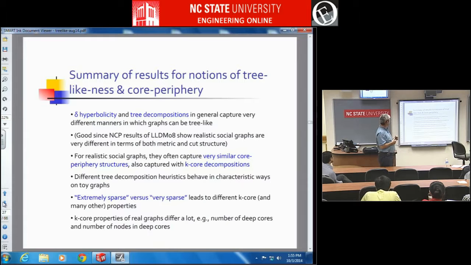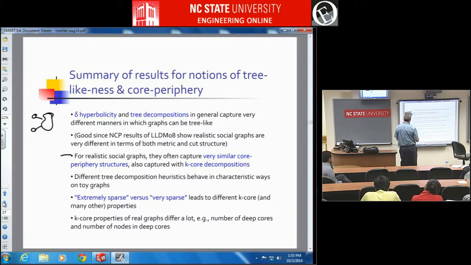The bottom line is that delta-hyperbolicity and tree decompositions in general capture very different manners in which a graph can be tree-like. For realistic graphs, they capture very similar properties. I didn't go into the details of that, but for realistic graphs, they are going to capture very similar properties. And the properties are basically related to this core-periphery structure. So you can define cores and peripheries in a number of different ways. But think of it as that there's some set of nodes that are marginally better connected than everything else. There's some that are less connected.